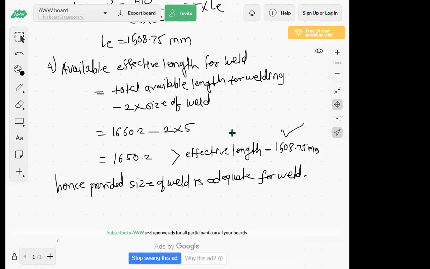So here the first type of column base we have designed, that is slab base, and the second is remaining, that is design of gusseted base. After the design of gusseted base, our syllabus will end. So next 2 hours are required to complete the gusseted base.